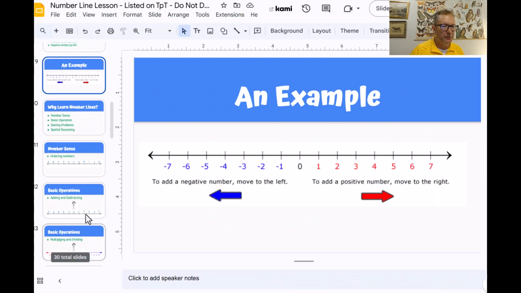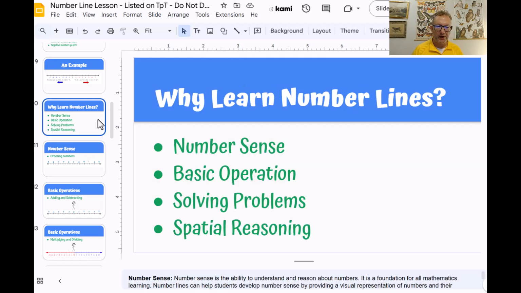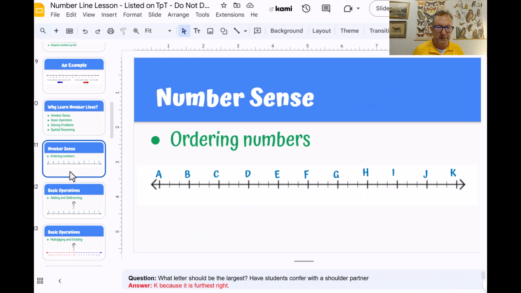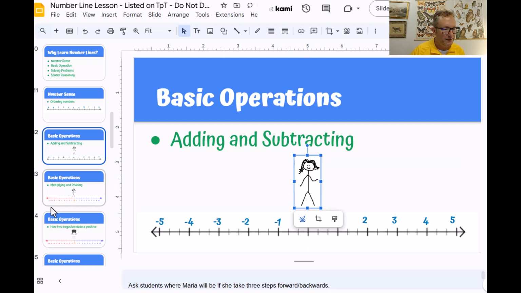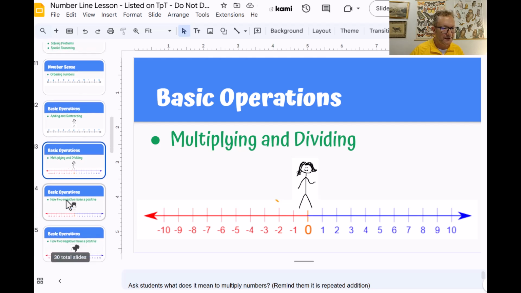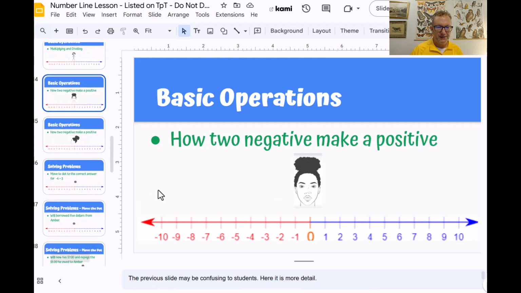We give them an example. Then we talk about why learning number lines, number sense, basic operations, solving problems, and spatial reasoning is going to be hugely important when we do linear functions and quadratic functions. And we break it down, right? We've got number sense, so we're ordering numbers here. We're adding and subtracting, so they can move this figure in any direction they want. Multiplying and dividing, basic operations. Here you talk about how multiplying 2 negatives makes a positive.